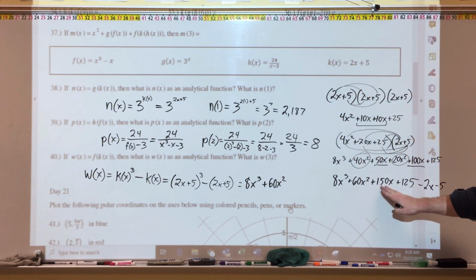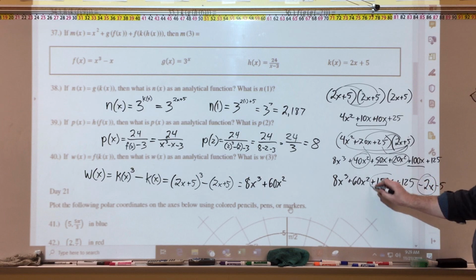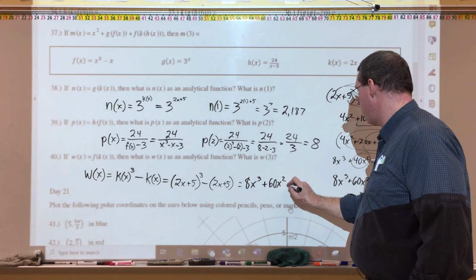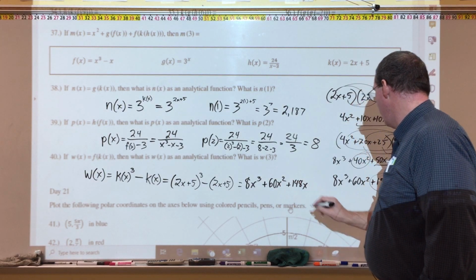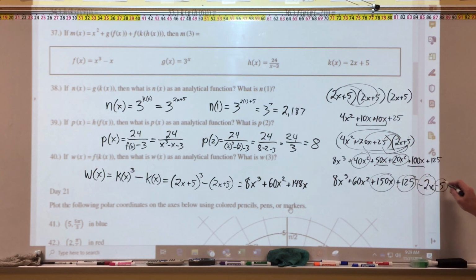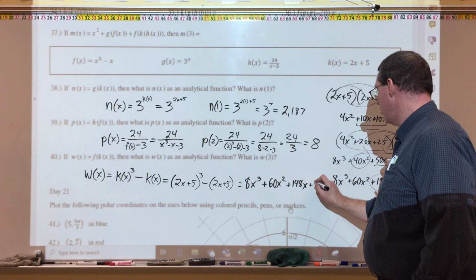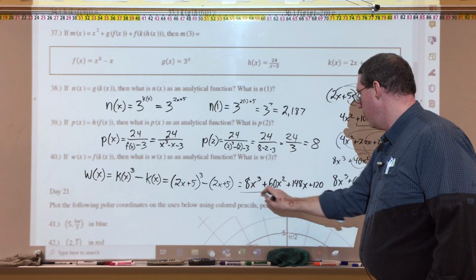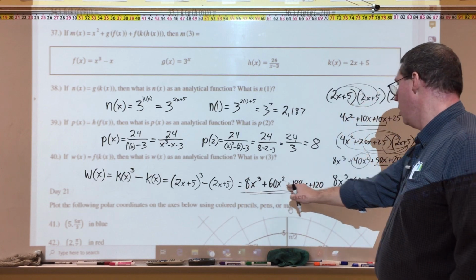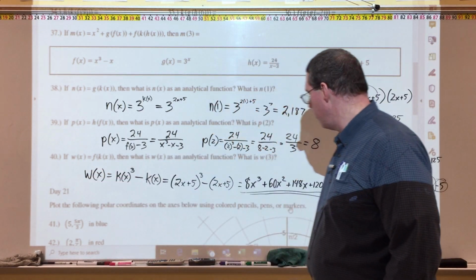Now we have 150x minus 2x. Okay, and that's going to be plus 148x. And then we have 125 minus 5. So that's going to be plus 120. And so this is actually what w of x is equal to.